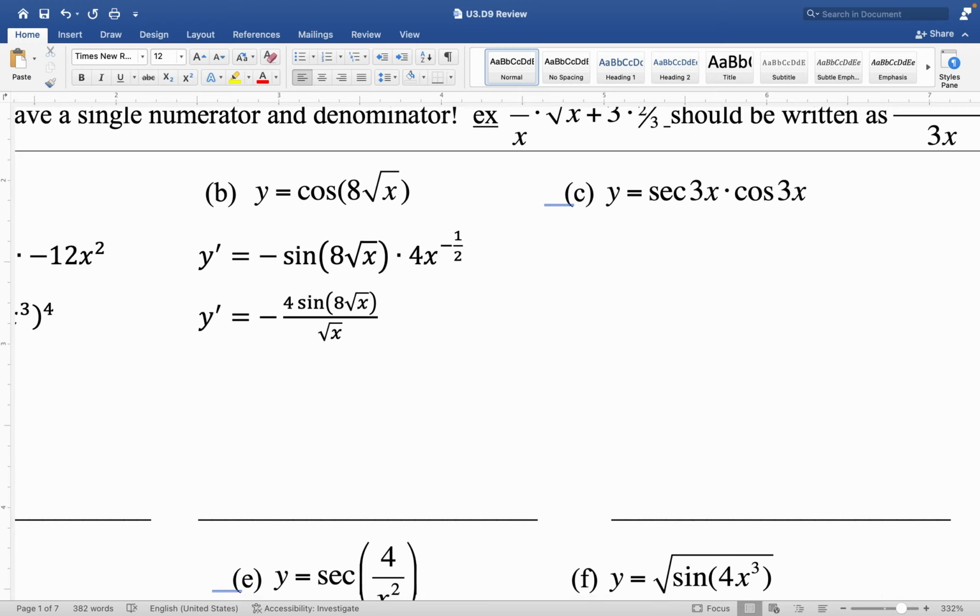All right, let's have a look at this one. Secant 3x times cosine 3x. Yeah, you could use the product rule on this.